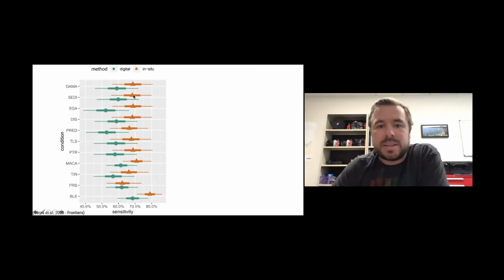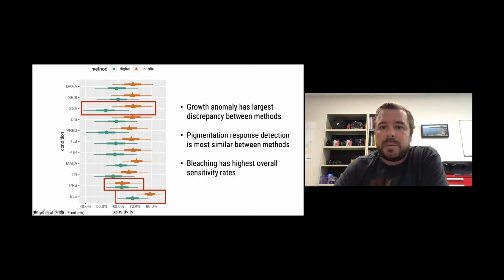And then we can break this up into a hierarchical model, so we can look at each disease condition independently, right? So damage, sedimentation, all the way down to bleaching, and we compare the in situ method in red versus the digital in green. And so then we can see certain nuances, like growth anomaly had the biggest discrepancy between the two methods, likely because this is a growth phenomenon. So it's hard to see in an image.